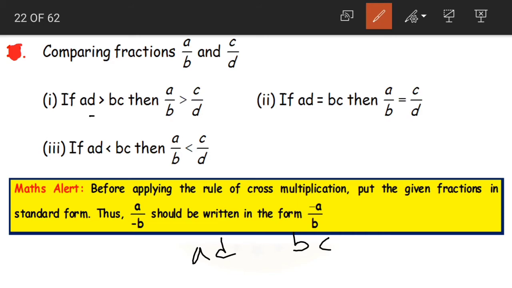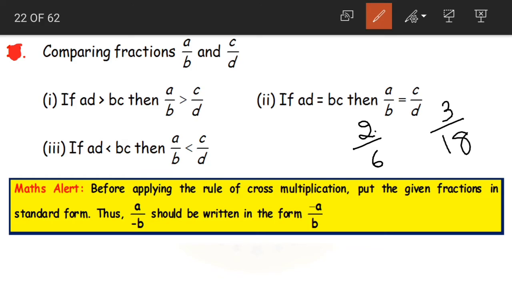If AD is greater than BC, then A by B is greater than C by D. If AD is less than BC, A by B is less than C by D. Or else if both are equal, AD is equal to BC, then A by B is equal to C by D. Let us take another example here.